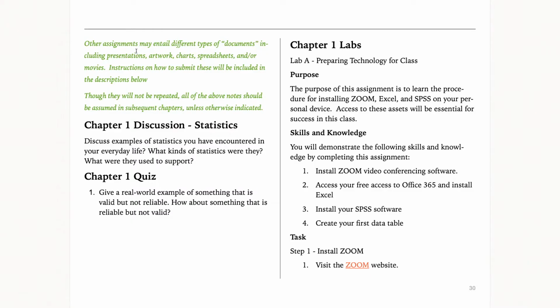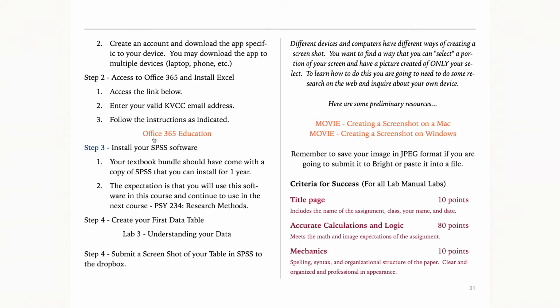Now, first of all, we're going to start off the class today talking about installing your software and getting that all up and running. Like in the course book, here we have the Chapter 1 lab, which is Lab A, preparing technology for the class. I want to talk a little bit about Zoom, make sure that we can share our screens. We want to go into if you need Office 365, because you're going to be able to use Excel, and how to create screenshots because you'll be submitting your work that way.